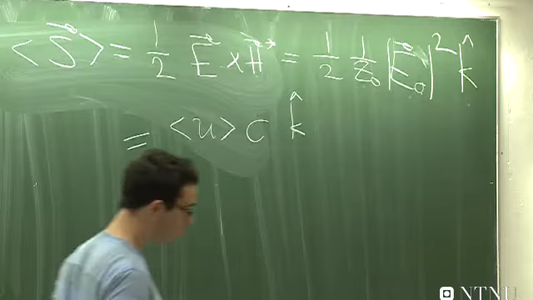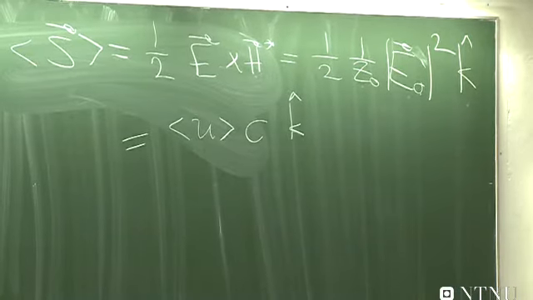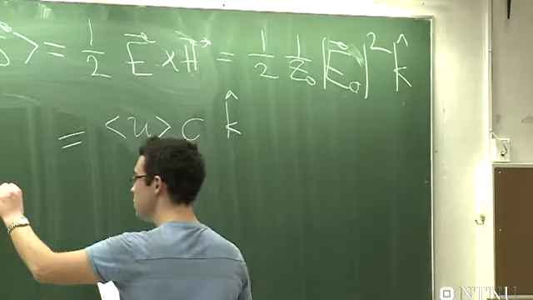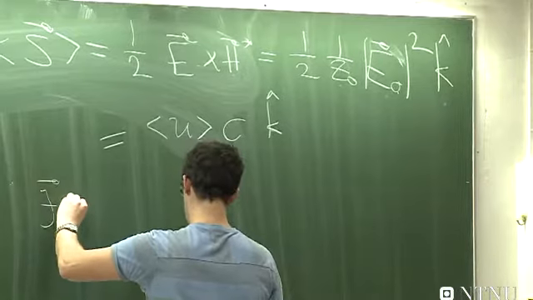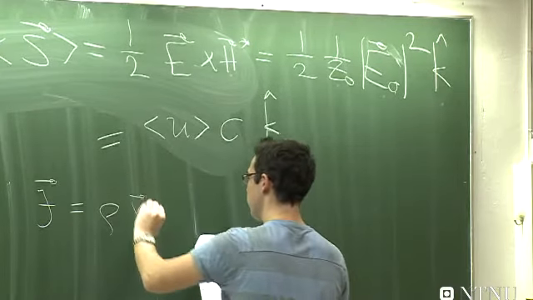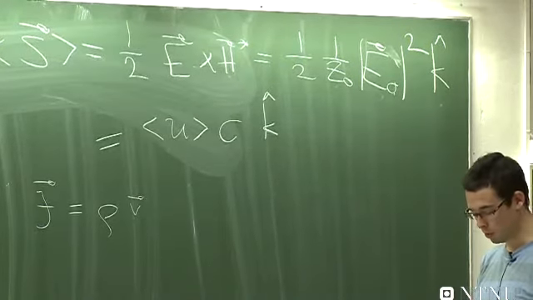Okay. As I said, this is just the energy density times the velocity of the wave. So it's just what you expect. You can compare this, in fact, to the current density, which is equal to the charge density times the velocity. Exactly the same thing. So plane waves behave very much the way you would expect them to.